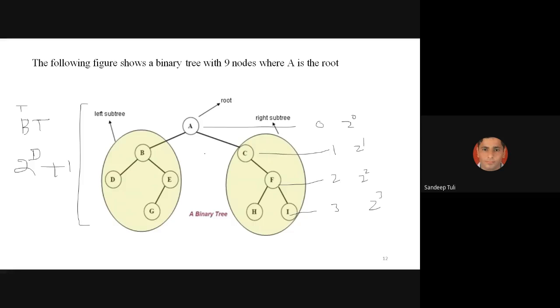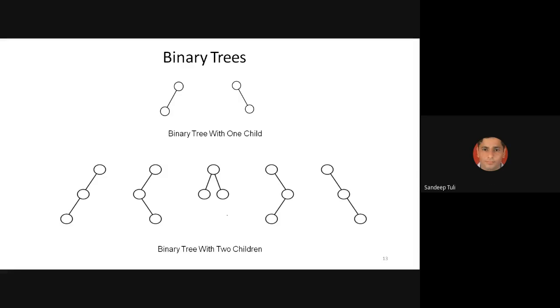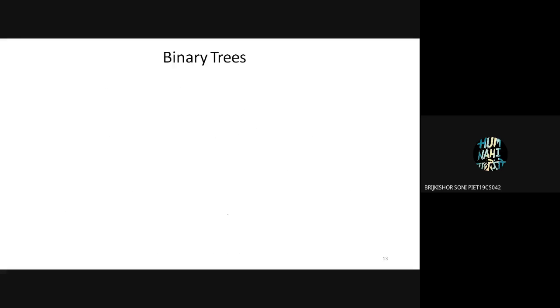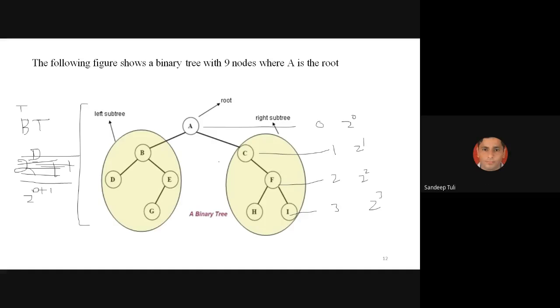Just try to find out this. I am talking about depth. Someone gives 2 to the power D plus 1. What was the formula for depth? Maximum level plus 1. So how many levels are there in this? Level 3 plus depth 4, so 2 to the power 5, 32 nodes.